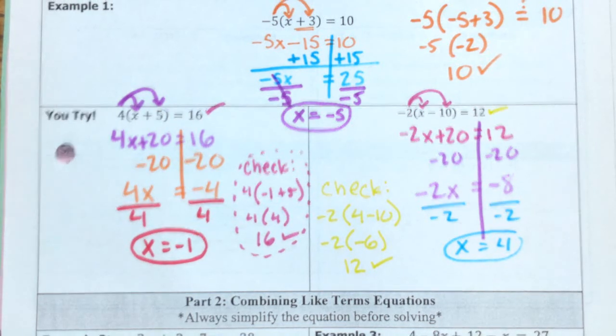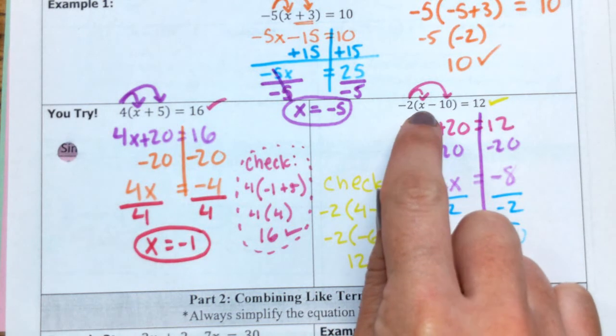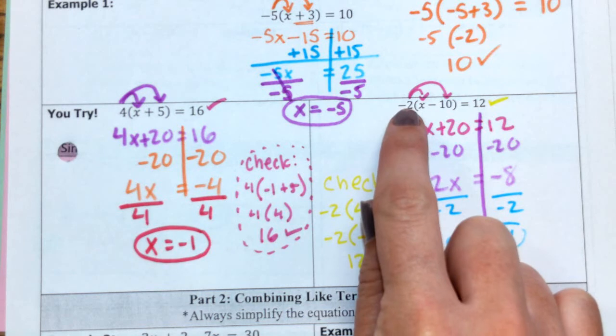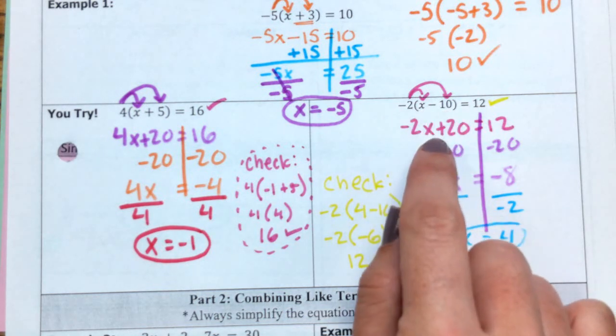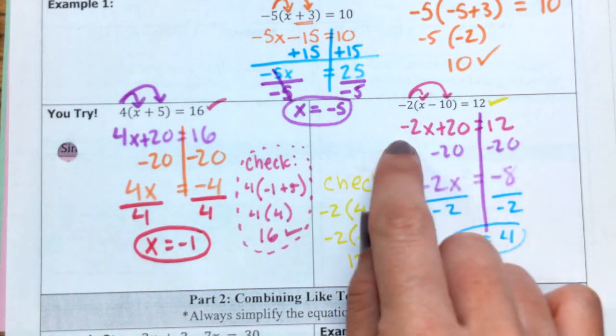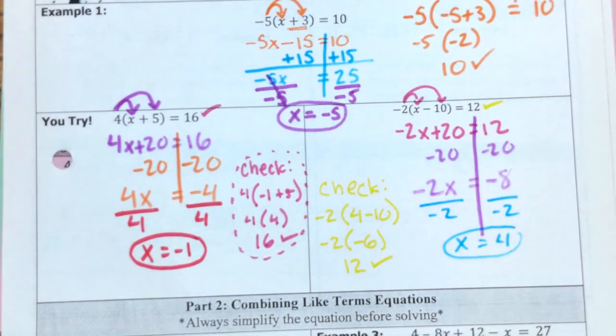All right, on the second one, negative 2 times negative x is negative 2x. Negative 2 times negative 10 is positive 20. So your first step, check that if you got it wrong. You should have negative 2x plus 20 equals 12. If you don't have that written down, then you did the distributive property wrong.